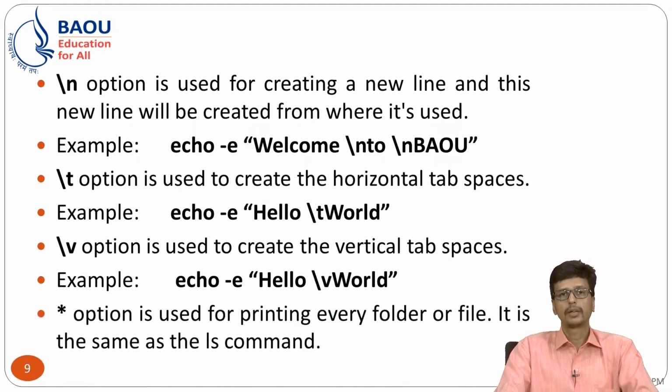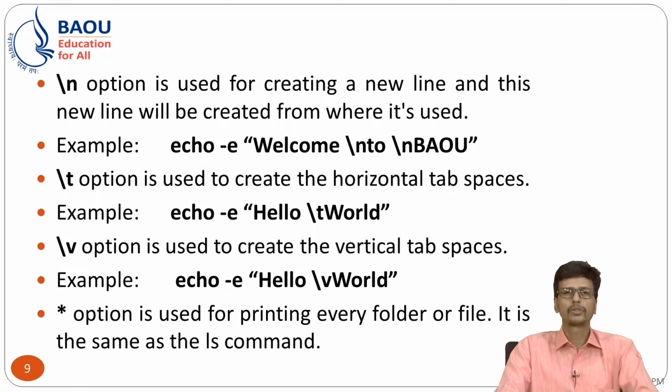Next option, that is asterisk or star. As we have discussed, suppose you want to list whatever directories or files are available in the current directory. You use the ls command, a directory-related or file-related command, which will list all the directories and files available.